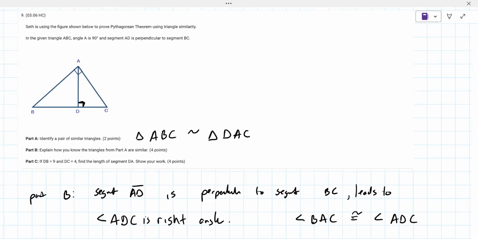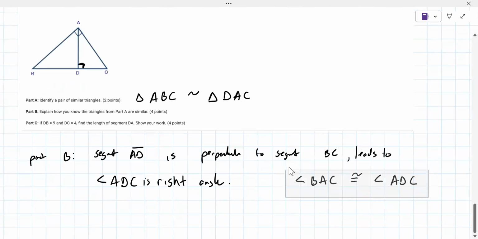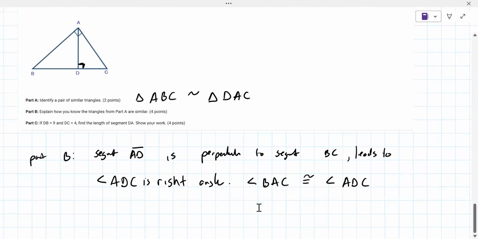So segment AD is perpendicular to BC. All right, then angle ABC is a right angle. Yep, I got that down. So now we can say that the two angles are congruent because all right angles are congruent.